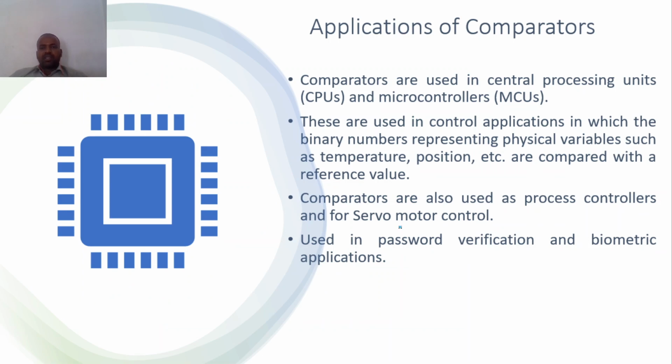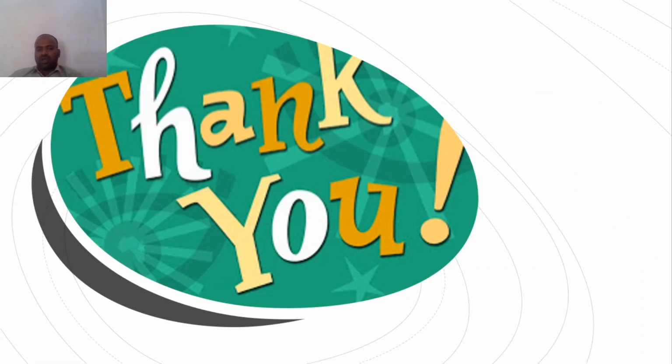Next, some applications of comparators. Comparators are used in central processing units, CPUs, and microcontrollers. Yes, these are used in control applications in which binary numbers represent physical variables such as temperature, position, etc. It is also used in process controllers for servo motor control, and for password verification and biometric applications. So wherever you want to compare two values, you can use a comparator. That's all about this lecture.